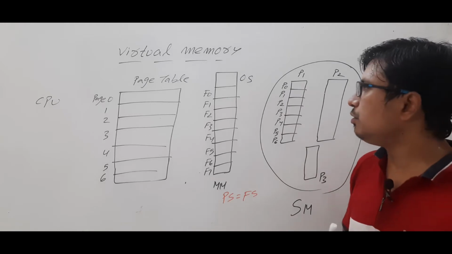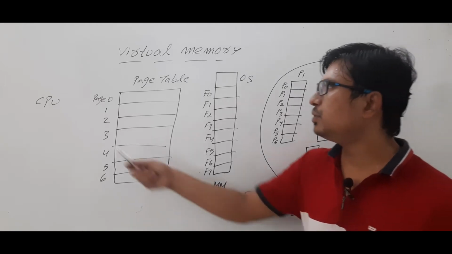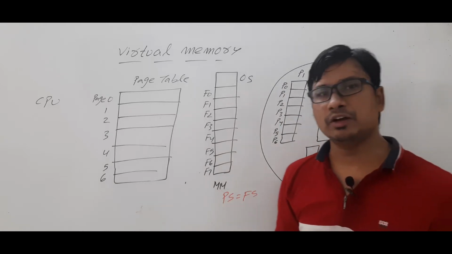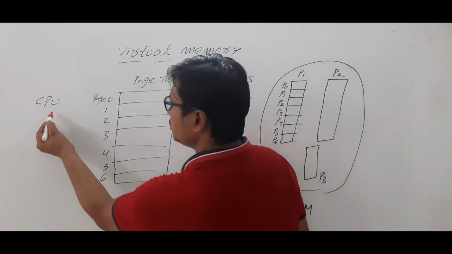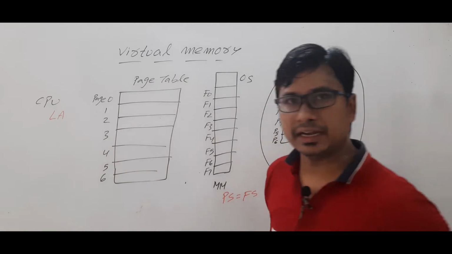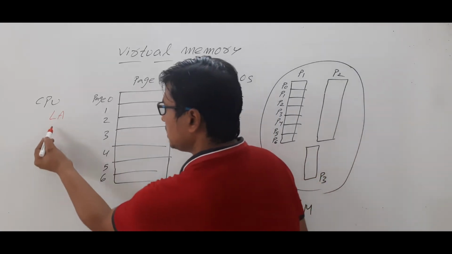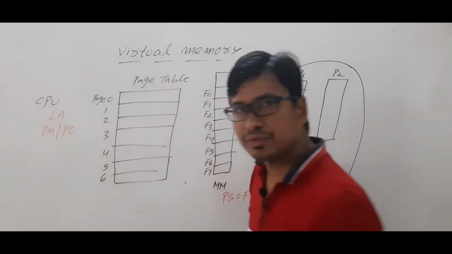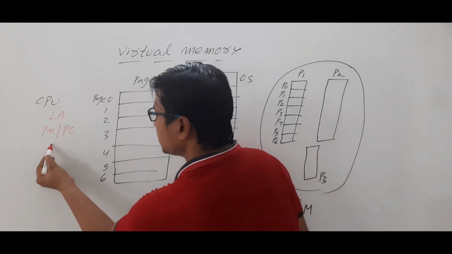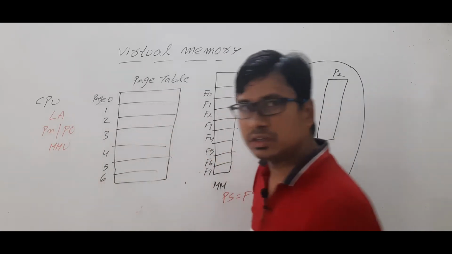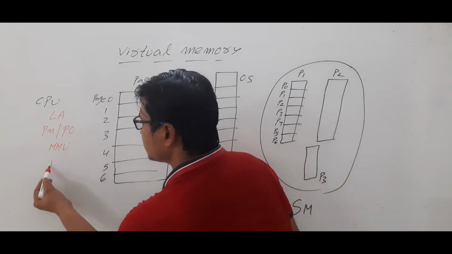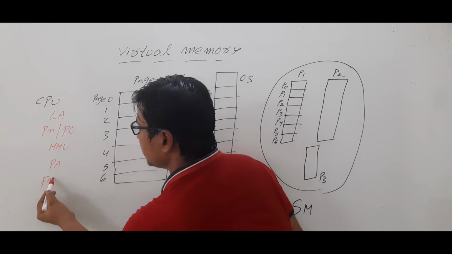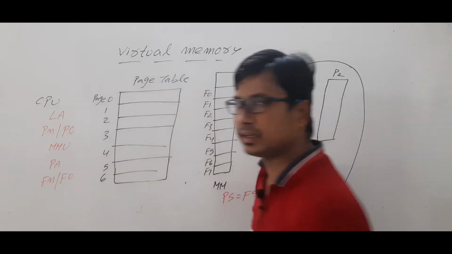Is it clear? Now let's discuss how the CPU will generate the logical address and then how it will be converted into the physical address. Usually the CPU will generate the logical address only. Now the logical address consists of page number and then page offset. The memory management unit will convert the logical address to the physical address. The physical address will consist of frame number and then frame offset.